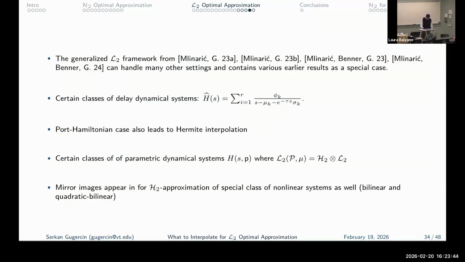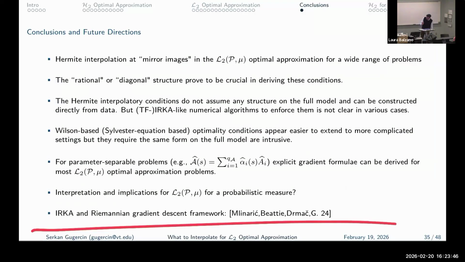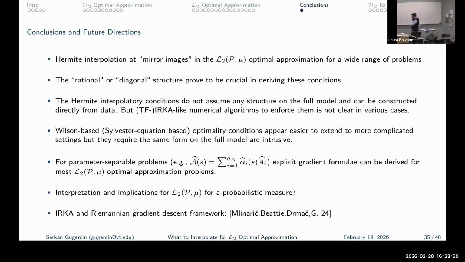Same thing happens for some parametric systems. And I'm gonna put the conclusions here. Again, this was the main message. Hermite interpolation at the mirror images is the crucial thing for L2 optimal model reduction across different application domains: stationary problems, dynamical systems, parametric problems. And the relational structure is important.